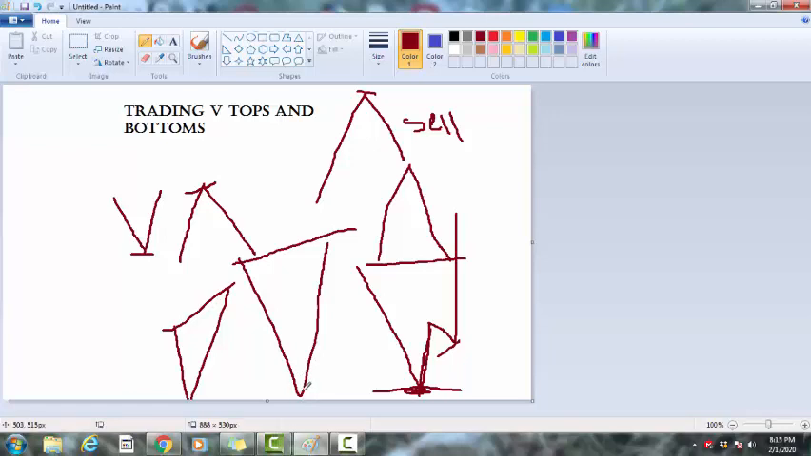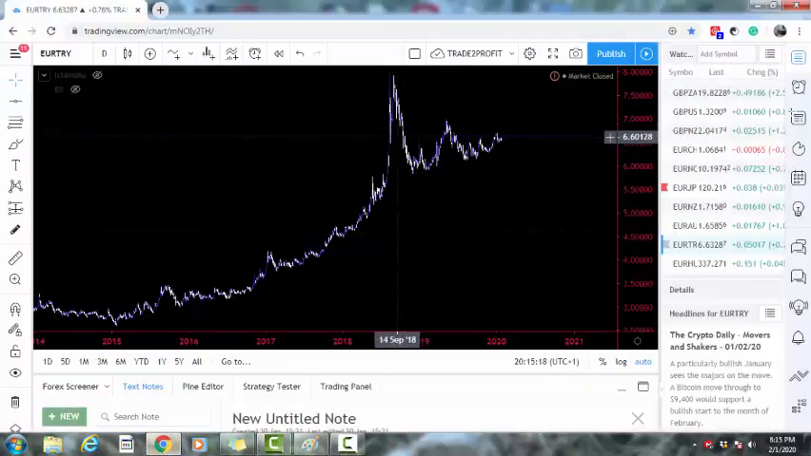There are indicators that will help you to see the exact time when these peaks are being created. In my subsequent videos, I will talk about these indicators. But first off, let us go to a chart to see ways that we can spot these V tops and bottoms.